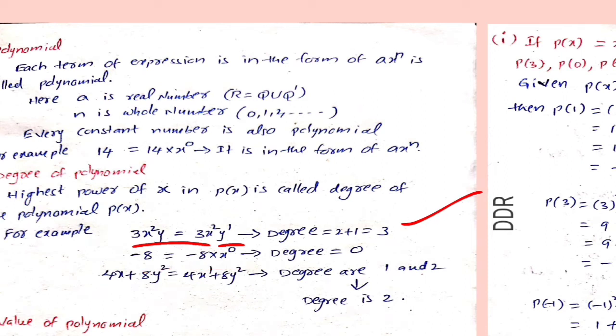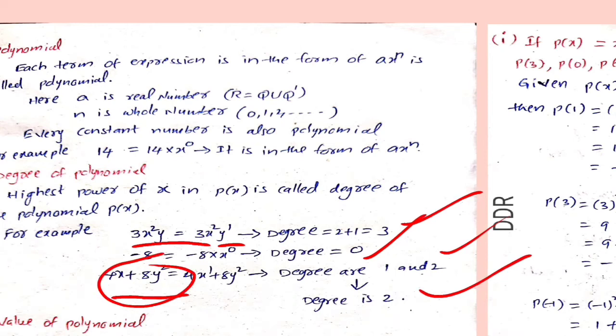Next, 4x plus 8y square. See here, two terms are given. Generally, terms are separated with plus or minus, not with into and divided by. So here are two terms, 4x and 8y square. Let us find the degree of the first term, that is 1, and the degree of the second term, that is 2. Among these two degrees, the highest one is 2. So 2 is the degree of the given polynomial.